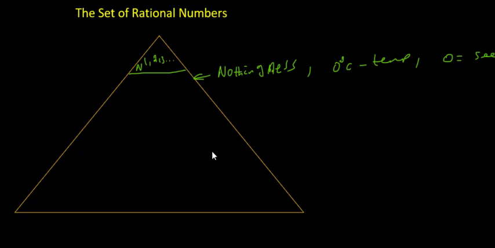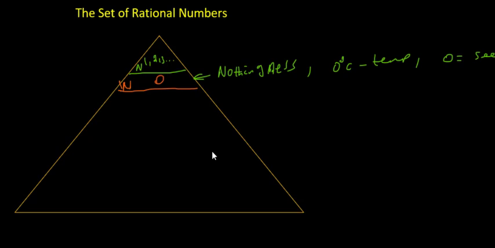Natural numbers couldn't address those problems, so we have to extend our numbers to include the natural numbers plus 0. This is represented by whole numbers. Whole numbers include natural numbers and zero.